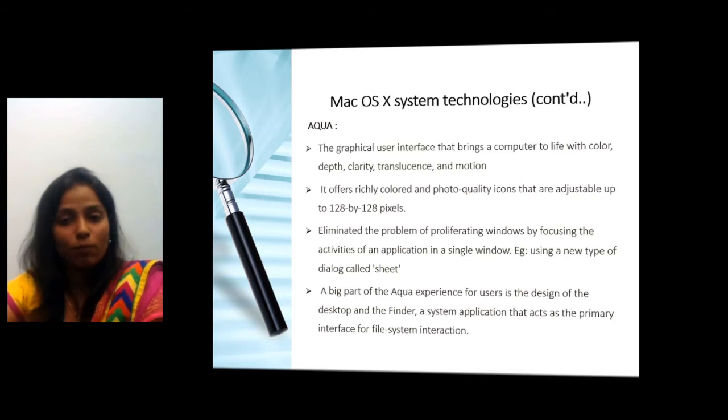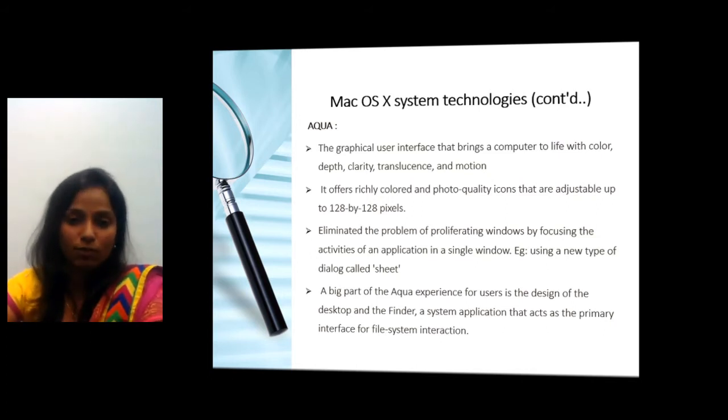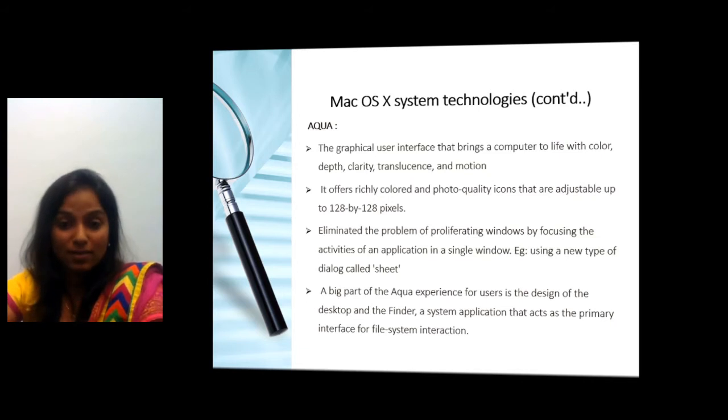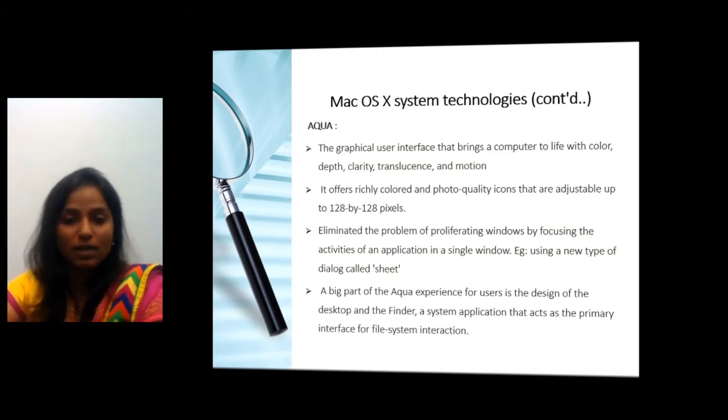It eliminates the problem of proliferating windows by introducing the concepts of sheets and the Finder system. For example, though we open several documents at a time, we are just going to manipulate a single window at a time. Thus the problem of proliferating windows is reduced in Mac OS X. The biggest part of the Aqua experience for users in the design of the desktop is the Finder system, the system application that acts as the primary interface for file system interaction.